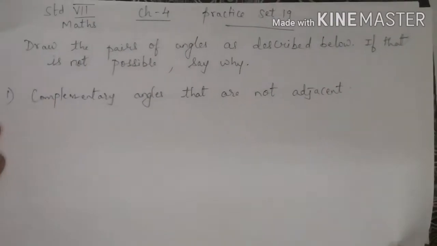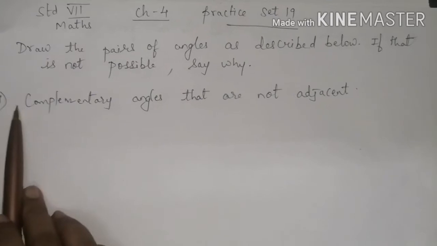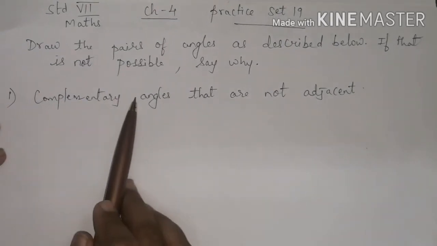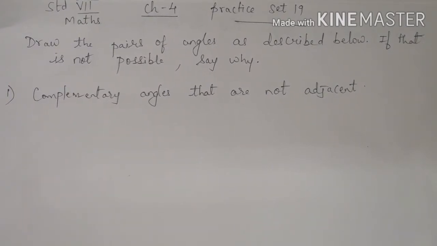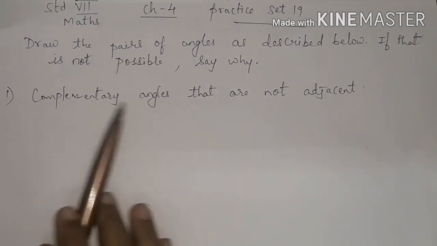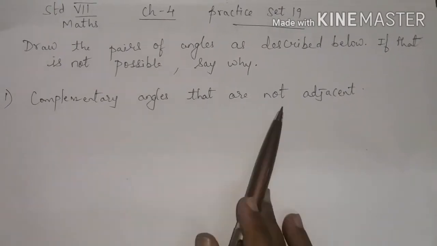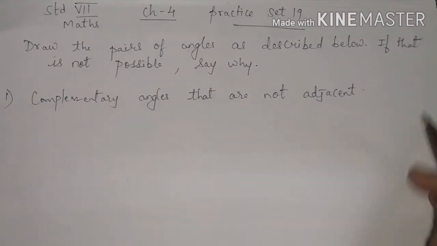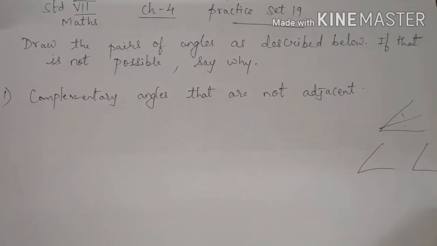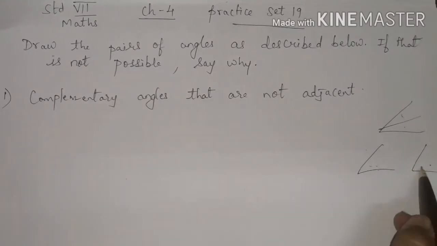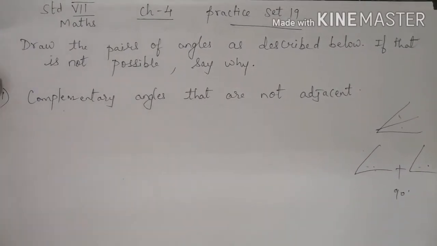See here children, practice set 19. Let us start then. Draw the pair of angles. First one, they have told us complementary angles that are not adjacent. Complementary means what? Whose total is 90 degrees. So we have to draw angles whose total is 90 degrees, but such that they are not adjacent. Adjacent means we can't draw them like this together, so we have to draw them separately. So we can draw two angles whose total is 90 degrees because they are complementary. So let us draw.